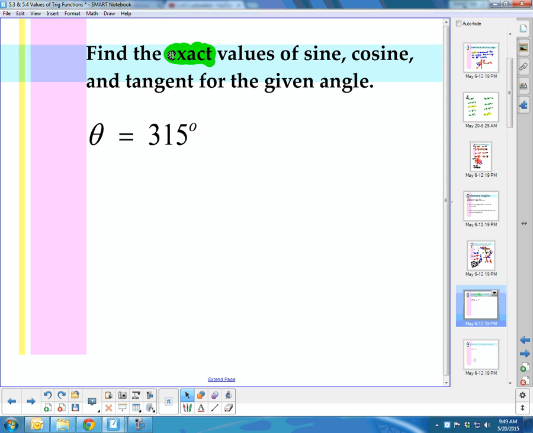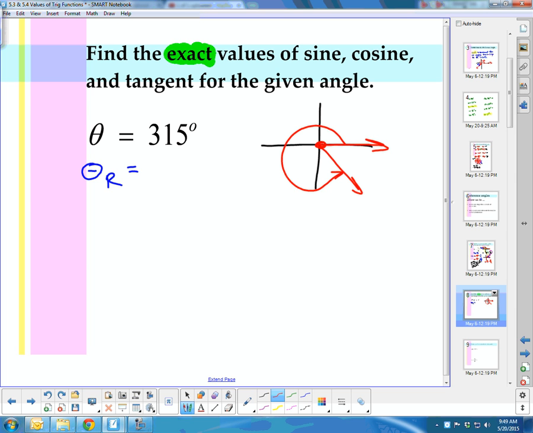So we've got to find the exact value of sine, cosine, and tangent for theta equals 315 degrees. The last example was in radians. This one is going to be in degrees. So I need to start by finding my reference angle for 315 degrees. Draw a quick coordinate plane. Standard position, initial ray, terminal ray, fourth quadrant angle. This value right here is going to be the reference angle. You might want to pause the video, take a moment, figure out that reference angle yourself, and come back.